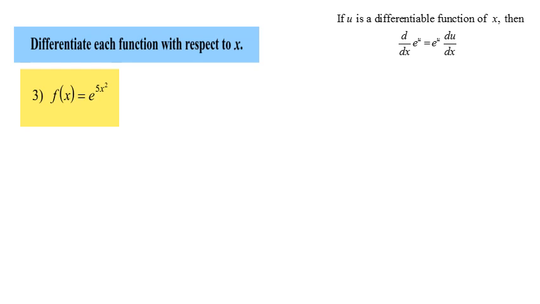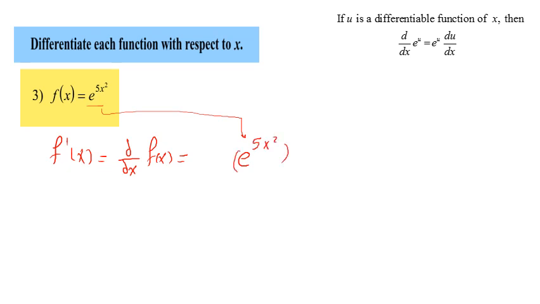Differentiate the function with respect to x. f of x is equal to e to the power of 5x squared. So f dash of x, or the derivative with respect to x of the function, is: this is an exponential function, so its derivative is to put down the function and multiply by the derivative of the exponent, which is 10x to the power of 1. So it can be written as 10x multiplied by e power 5x squared.